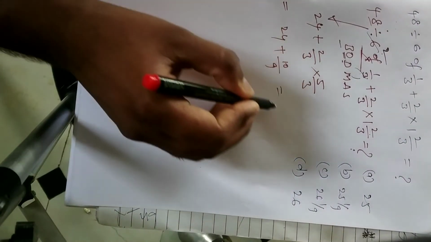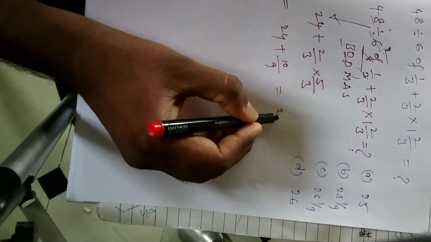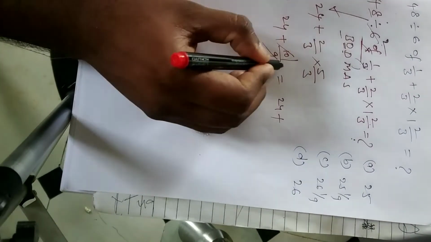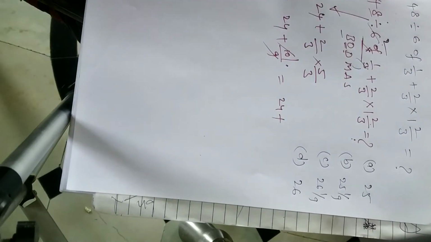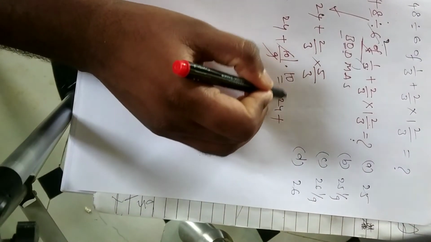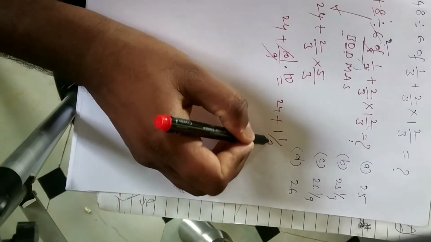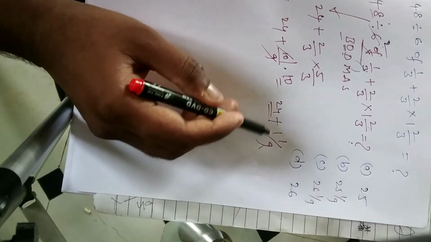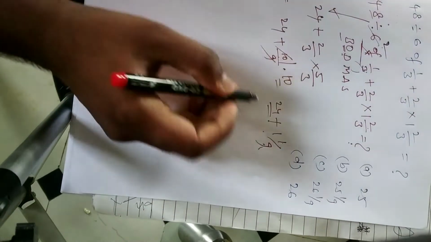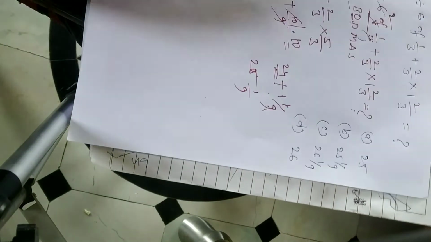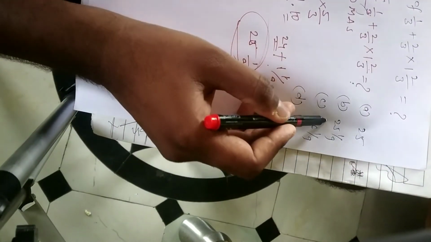24 plus 10 by 9. Again 10 by 9 is nothing but 1 1 by 9, since 9 into 1, 9 plus 1, 10, 10 by 9. So 24 plus 1 1 by 9 is nothing but 25 1 by 9. So the answer is option B.